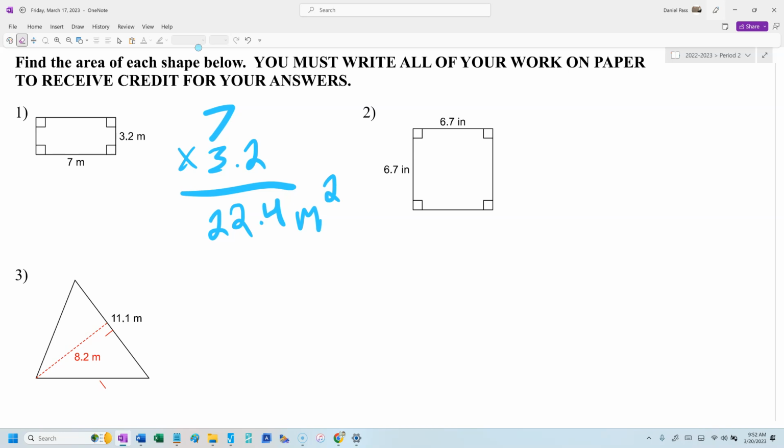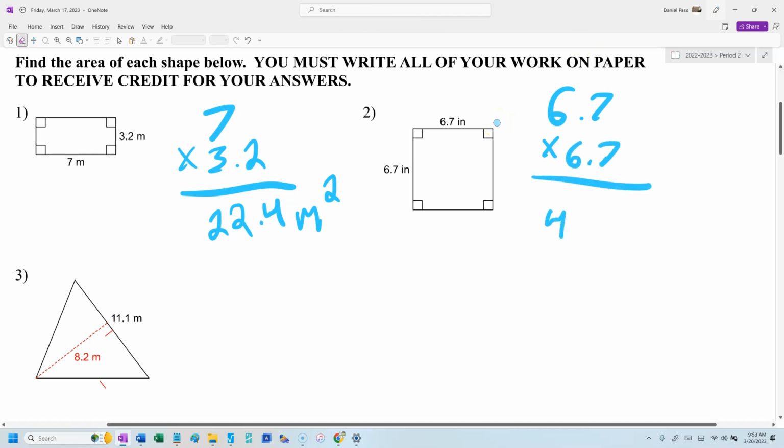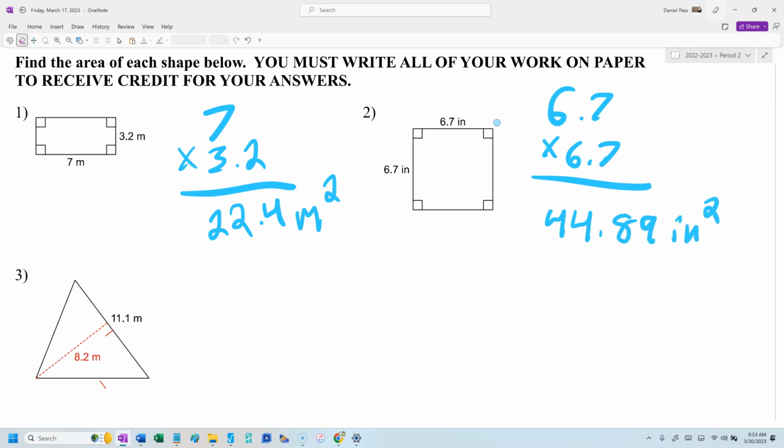All right, he's going to do number 2 also. You also do base times height. And then it's 6.7 times 6.7. This is a square, right? With a decimal. And what do we get? 44.89 inches squared.